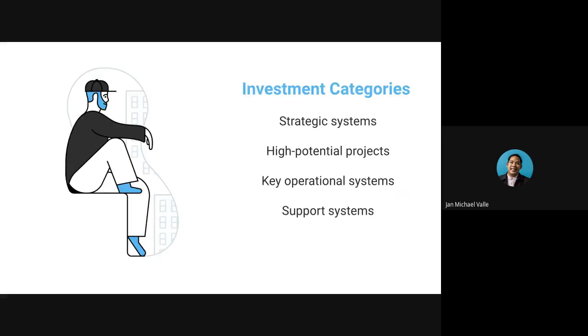Next would be the investment categories. So in terms of investing into different systems, there's mainly four mentioned in the book. So first would be the strategic systems and high potential projects. So basically, these things bring change to how we do business. So it's about innovation, bringing competitive edge, and also research and development oriented projects. And then we also look at key systems and support systems. So for this, it's really carrying out activities for the business more effectively, at the same time improving the business process.